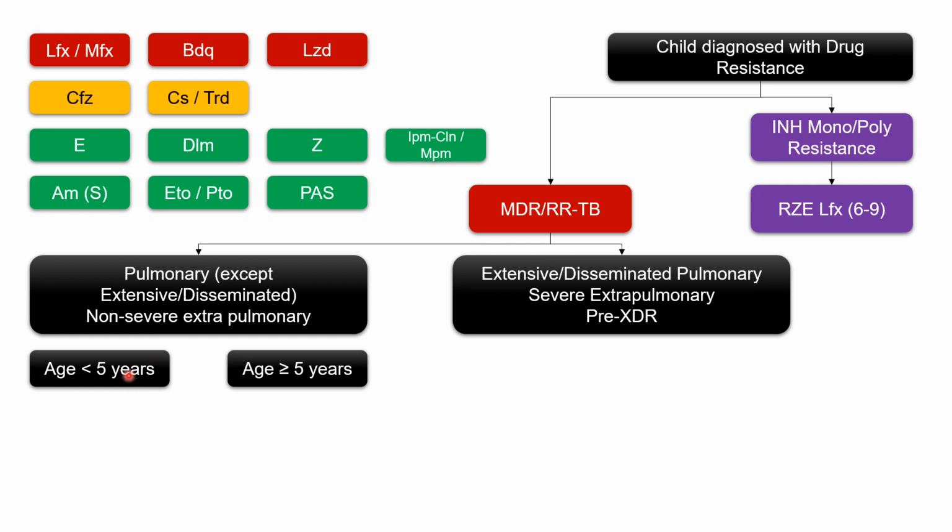So less than 5 years, we have to include a drug from group A, we have to include a drug from group B. But do we need a group C drug? This is a non-severe scenario, so we may not need a group C drug. So we'll include group A drugs, group B drugs, and the therapy will be shorter. And less than 5 years we cannot include bedaquiline and we cannot include delamanid. So what do we do?